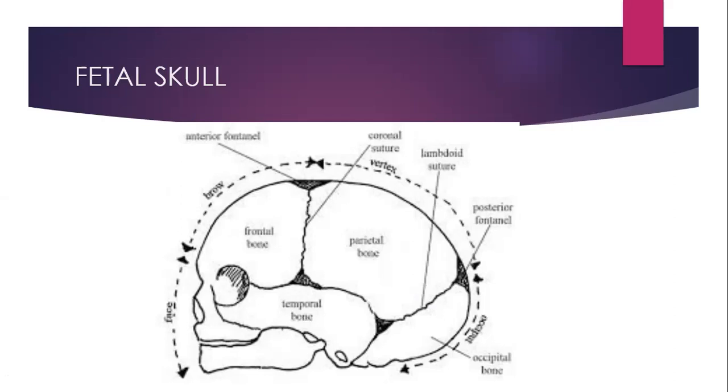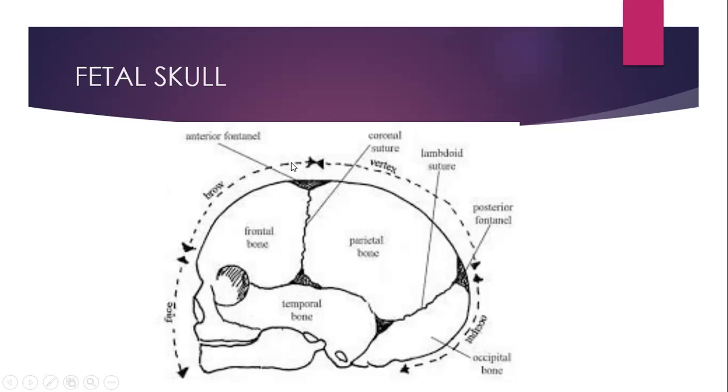Next is the brow presentation. So the brow is between the anterior fontanelle and the coronal suture. This is your anterior fontanelle and this is the coronal suture, and the root of the nose, this area. So this is the brow. Apart from the brow, this is the sinciput.